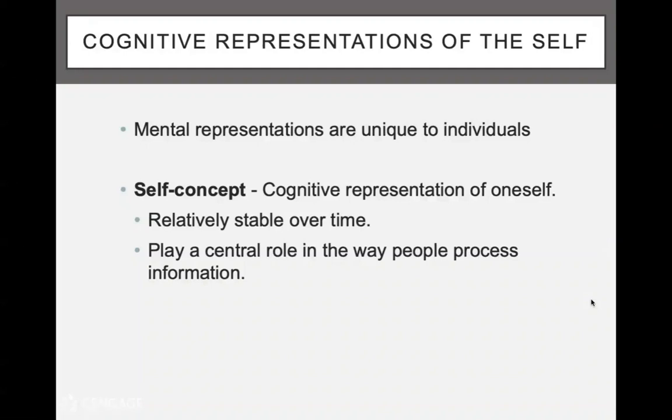So cognitive representations of the self, mental representations, are unique to individuals. Okay, and so it's not just perceptions that determine your responses to certain events in life, but these perceptions are also unique to individuals, and your perceptions are kind of like the result of your own self-concept. Remember, self-concept is such an important concept here.